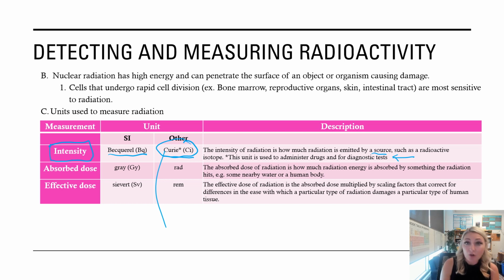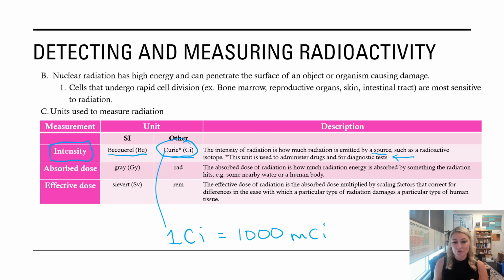Keep in mind that all of these can be used as metric conversions. So I could have curies. So 1 curie would be equal to 1,000 millicuries. Okay, so we can do metric conversions there.